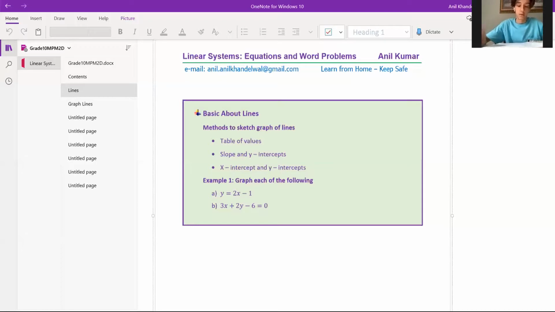The second equation is 3x plus 2y minus 6 equals 0. What is the best way to sketch the graph of this particular line? I could simplify it into the same form as A, and then sketch it into a line. That is one way of doing it, but that takes time. Can you suggest some other method which is definitely written here amongst the three choices you have? Which could be the best way to sketch the line 3x plus 2y minus 6 equals 0?